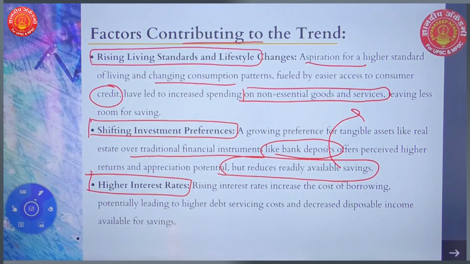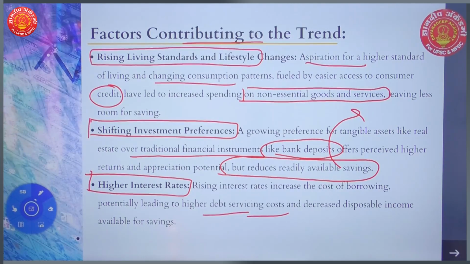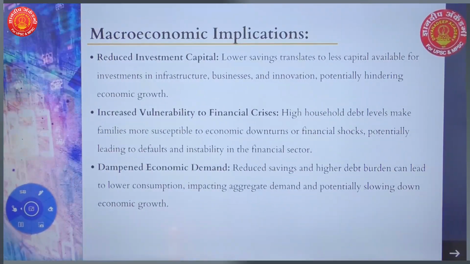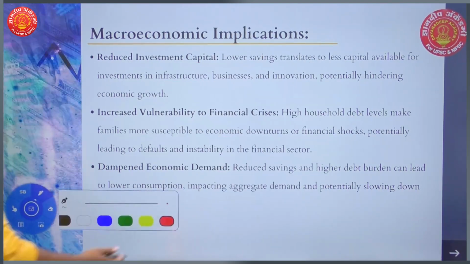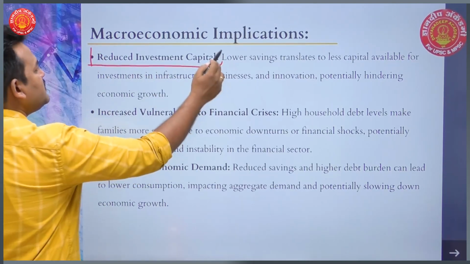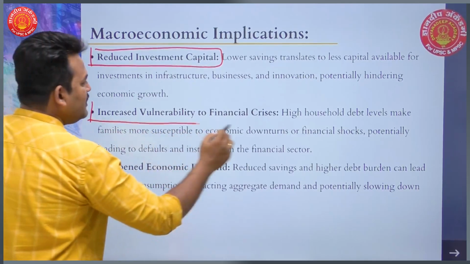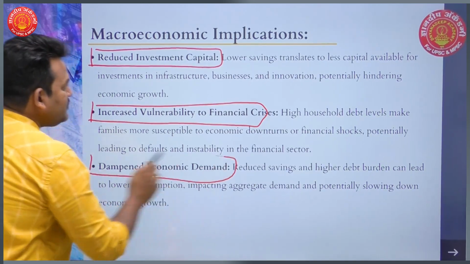After that, third thing, higher interest rates. Rising interest rates increase the cost of borrowing, potentially leading to higher debt servicing cost and decreased disposable income available for saving. After that, we come towards the second part of the question, macroeconomic implications: how will this trend affect the economy? Here also we have three points. First point is reduced investment capital, which we just discussed. Second is increased vulnerability to financial crisis, and third is dampened economic demand, right?